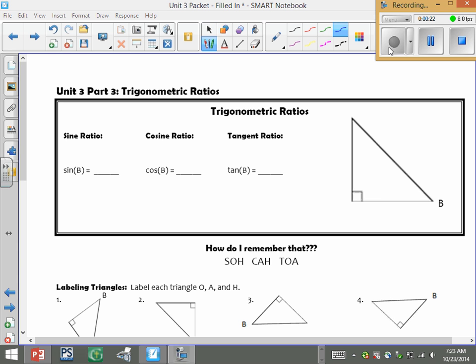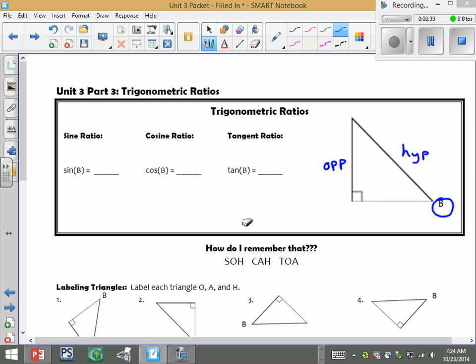This goes back to what we talked about before, where we start labeling opposites, adjacents, and hypotenuse. If this is angle B, the hypotenuse is across from the right angle, this side over here is opposite of B, and this side is next to B. Then the sine of B compares the opposite to the hypotenuse. It's opposite divided by hypotenuse. Adjacent over hypotenuse is the ratio known as cosine, and tangent is opposite over adjacent.